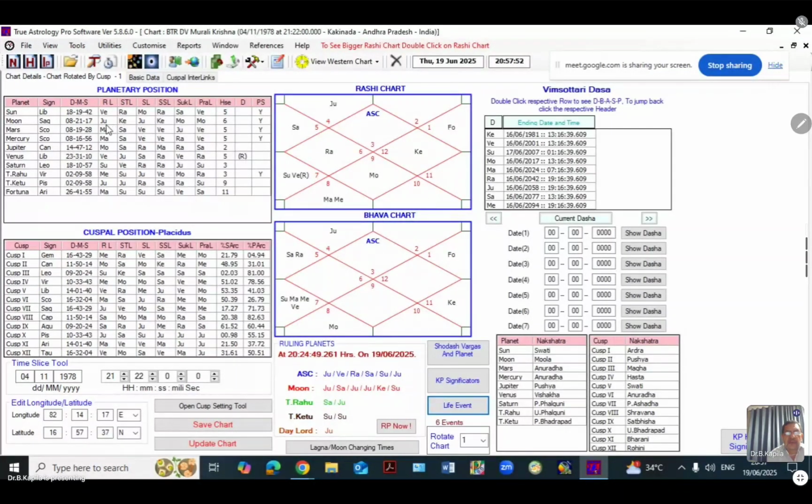Then you write the co-rulers of Moon up to the prana lord, which are Jupiter, Ketu, Moon and Moon. Then you write the ascendant co-rulers up to the sub-sublord, which is Mercury, Rahu, Venus and Saturn.